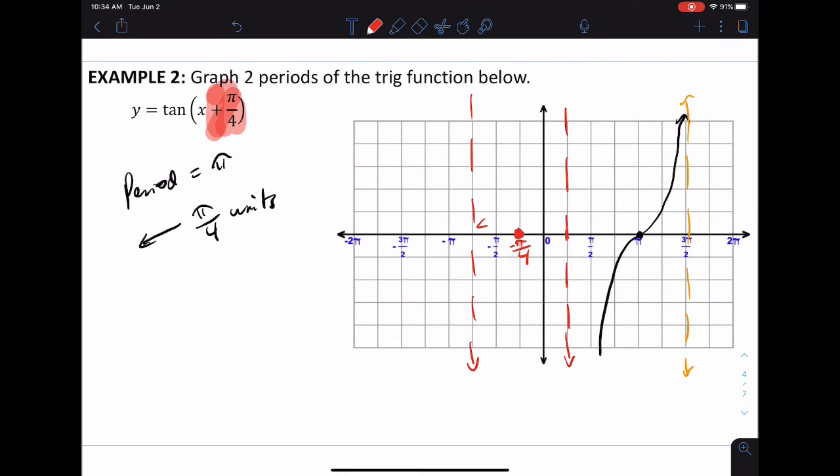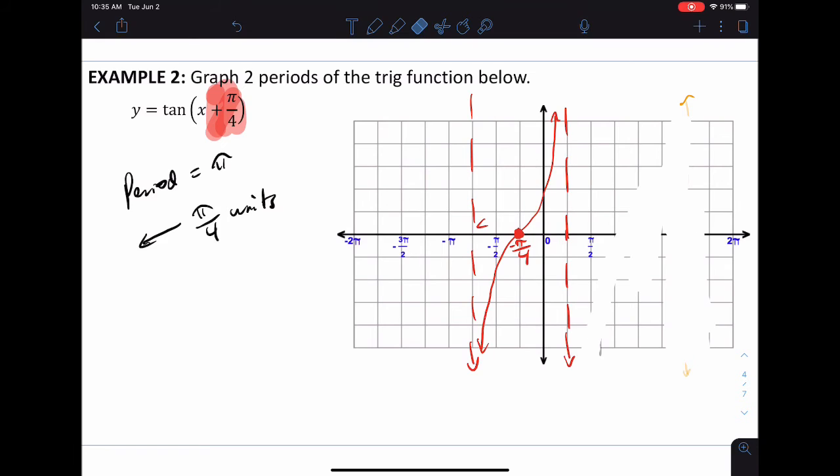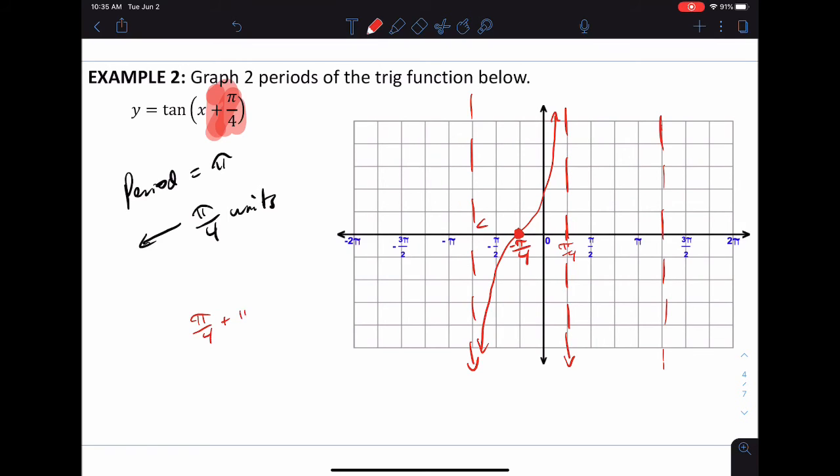It's not wider, there's no stretch, there's no compression, the period isn't shorter or longer. It's going to have the same basic shape. And then graph another period. So again, the period is pi. So pi over 4 plus pi, this one is going to be right here. Positive pi over 4 plus pi is 5 pi over 4, which is this one right here.